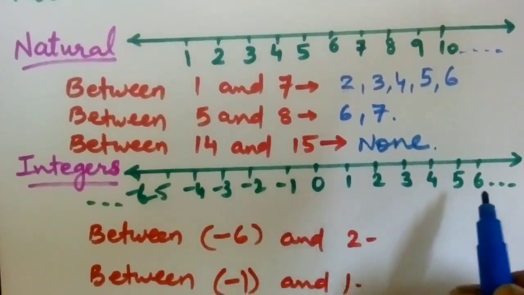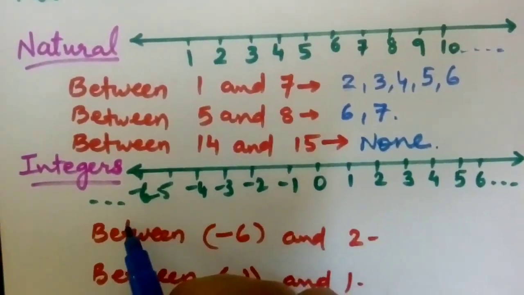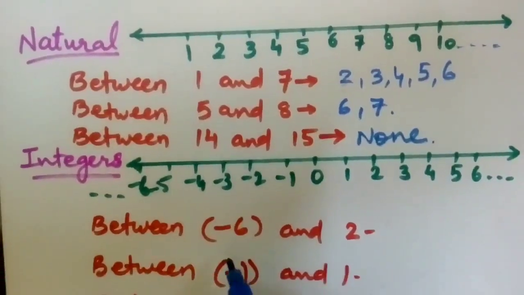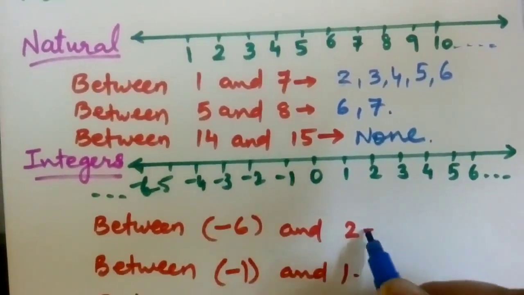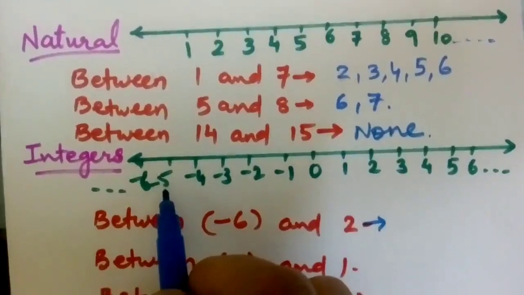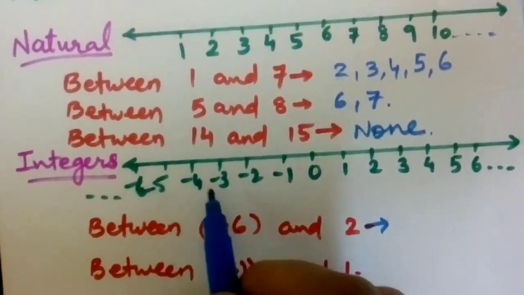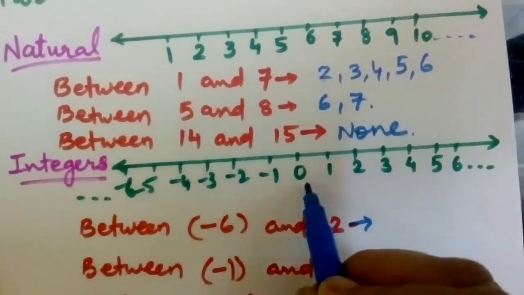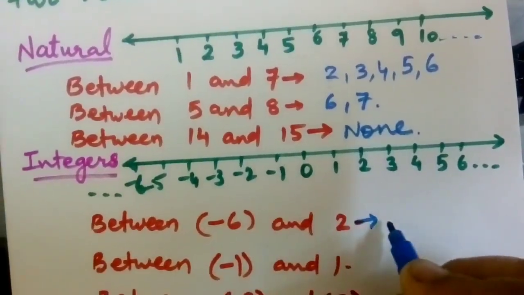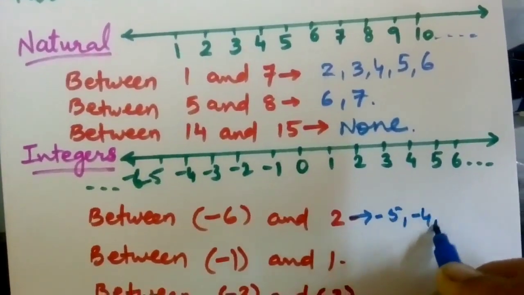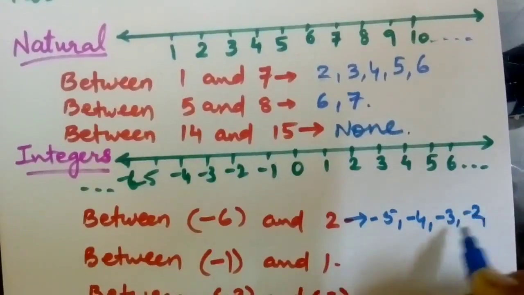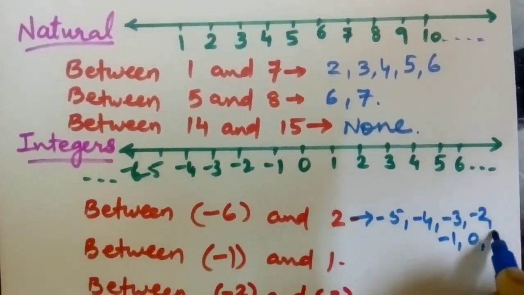Positive numbers are endless and even negative numbers are endless. Now let us see between minus 6 and 2, the numbers will be, we can see here, minus 6 and 2, minus 5, minus 4, minus 3, minus 2, minus 1, 0 and 1. So let us write here minus 5, minus 4, minus 3, minus 2, minus 1, 0 and 1.